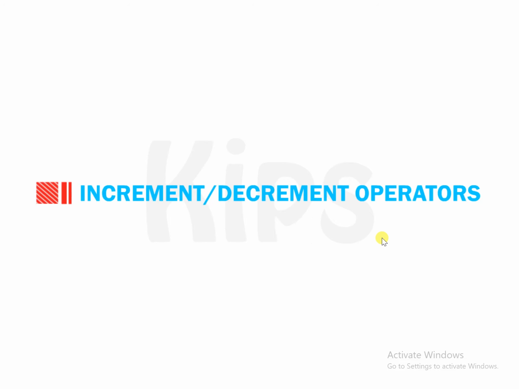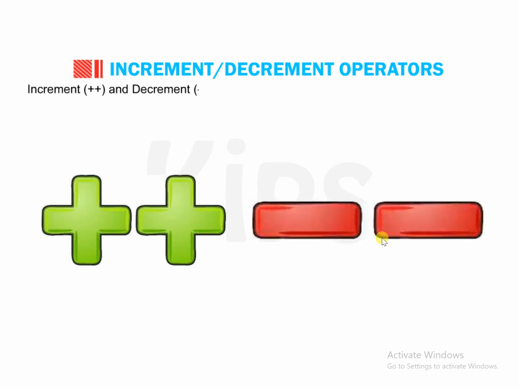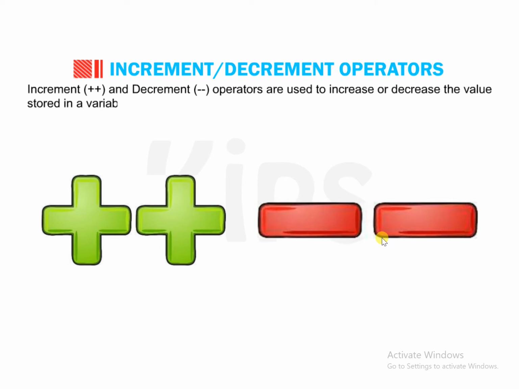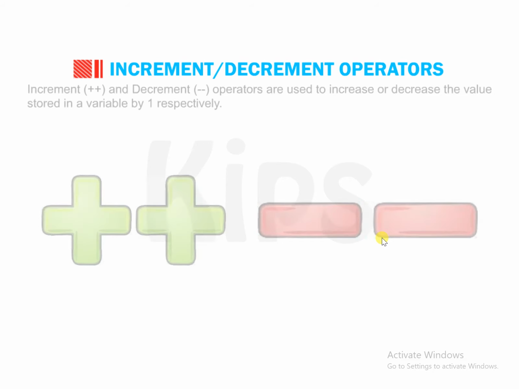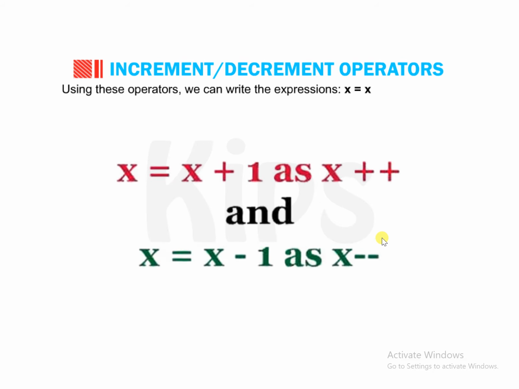Okay students, let us talk about increment or decrement operators. Increment, ++, and decrement, --, operators are used to increase or decrease the value stored in a variable by 1 respectively. Using these operators, we can write the expressions x = x + 1 as x++ and x = x - 1 as x--.